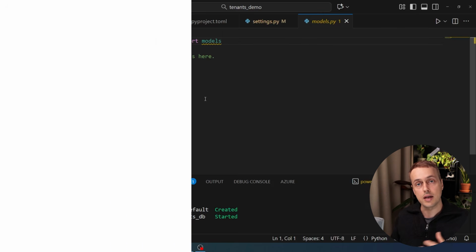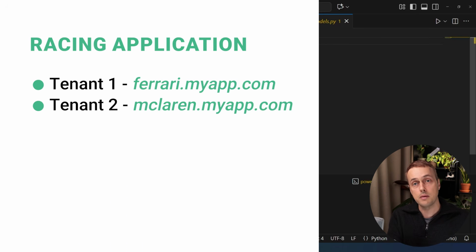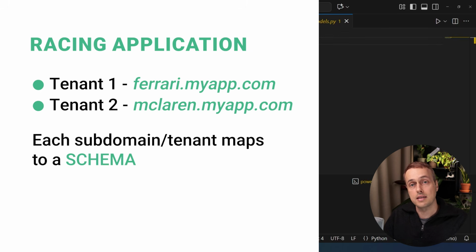And let's say we have a racing application and we have tenant 1 being Ferrari. We might have a domain here called ferrari.myapp.com. And when users navigate to that domain, they should only see the projects that belong to Ferrari. And similarly, you might have mclaren.myapp.com. And that again is a subdomain and a tenant within the database. And they should only see their projects at that domain. So there's a level of data isolation there, and you can build that in. We are going to build that in very soon. But the idea is that each subdomain maps to a database schema.